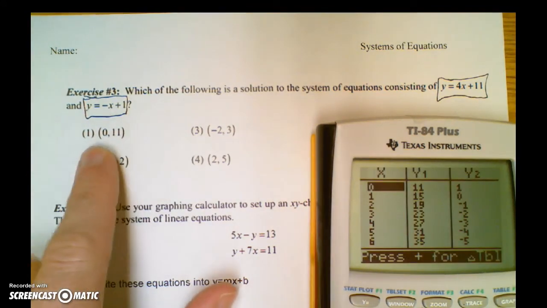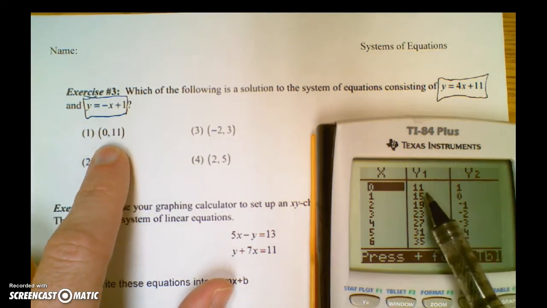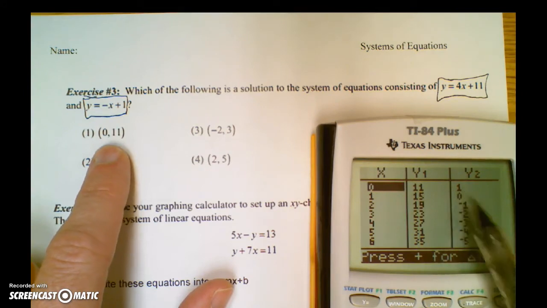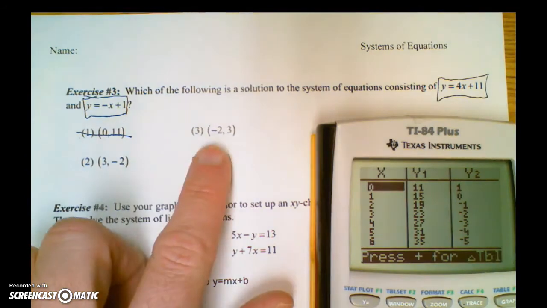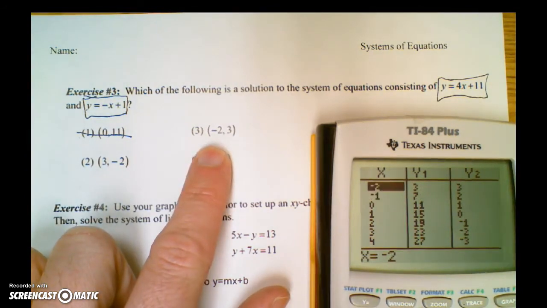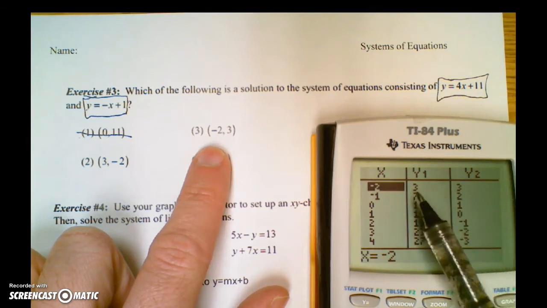So the first one says when x is 0, do you get 11 for both equations? So you do get 11 for the first one, but you don't get it for the second one. So that's a wrong answer. Then when x is -2, do you get 3 for both? And it looks like you do. So there's your answer.